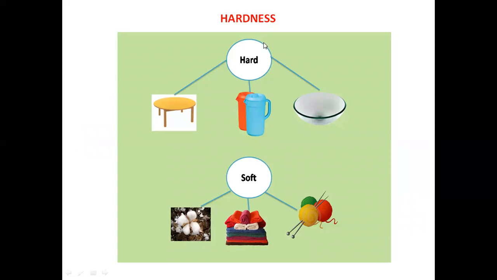Hardness. A material can either be hard or soft. Speaking in terms of hardness, I can say wood, iron, building blocks, the wall, pillars, they are all hard materials. Soft materials: the clothes we wear, cotton, silk, thread, etc. These are all soft materials.